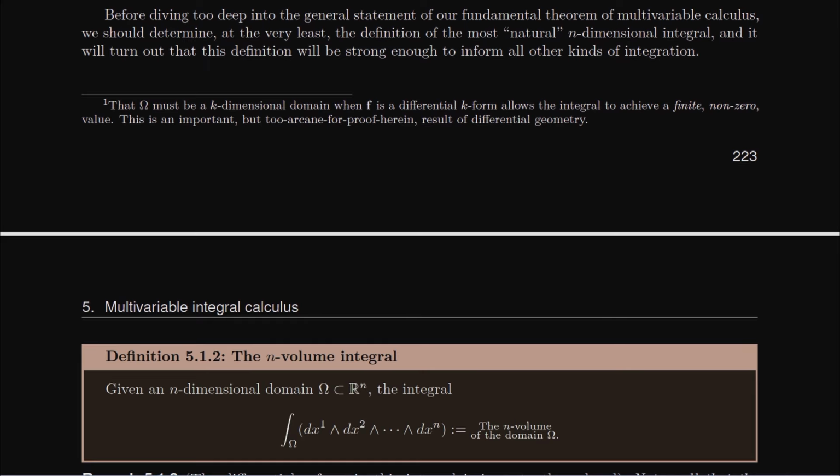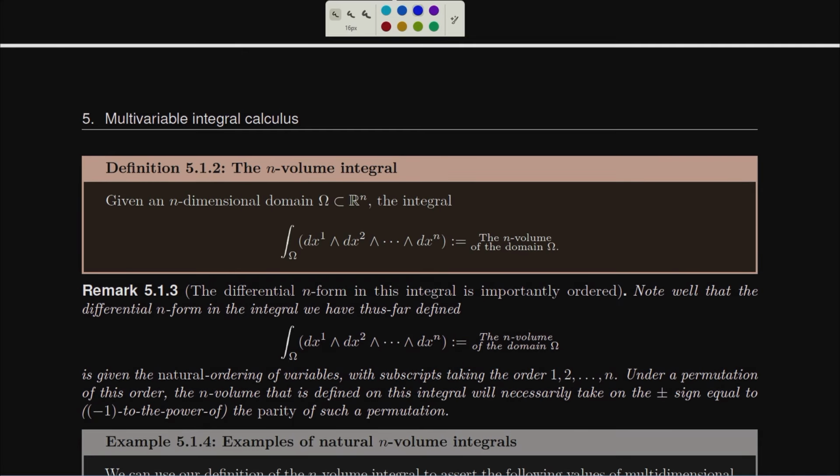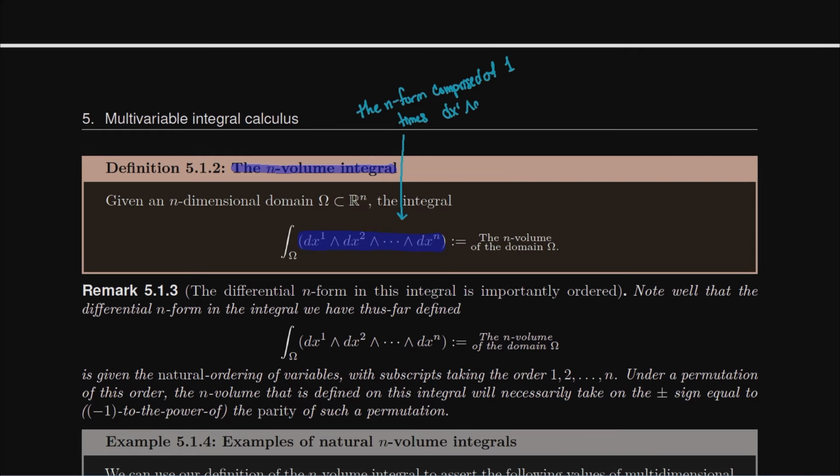So before diving too deep into the general statement of the generalized Stokes theorem, or this fundamental theorem of multivariable calculus, we do have to establish a single definition of a single integral, and that's going to be the one that we can base everything else off of. So in terms of this integral here, what we're defining is the n-volume integral, and this is the integral specifically over one very specific kind of differential n form. It's not over general differential n forms, but a very specific differential n form, the n form comprised of the scalar value 1 times dx1 wedge dx2 wedge dot dot dot wedge dxn in n-dimensional ambient space.